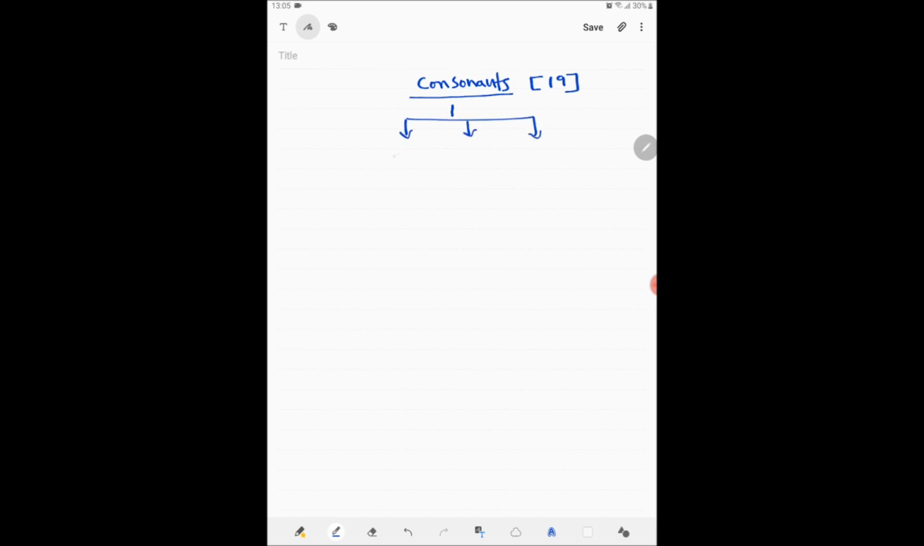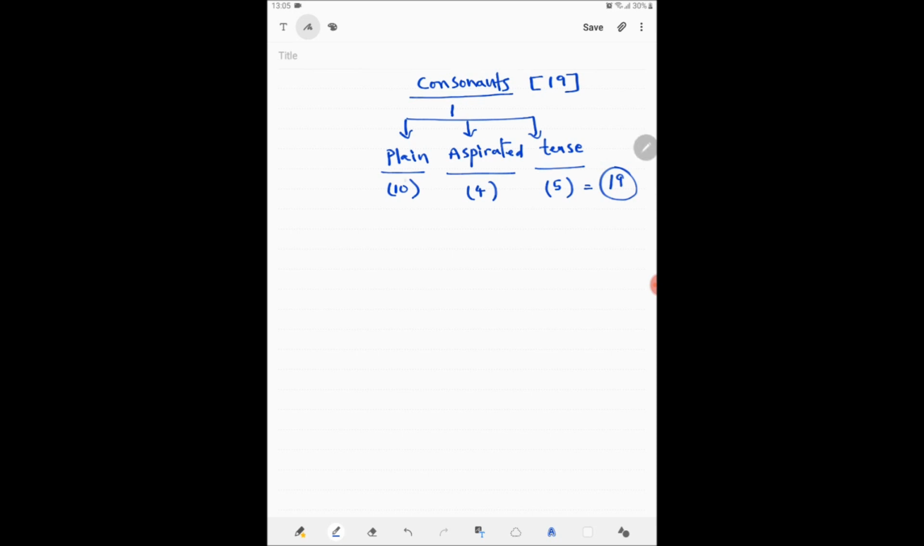One is plain, second is aspirated, third is tense. So this is the division. So plain consonants, aspirated, and tense consonants. Sorry, plain consonants 10 in number, aspirated 4, and tense consonants 5 in number. Together it is 19 in number. Okay. So this is the basic idea about consonants in Korean language.